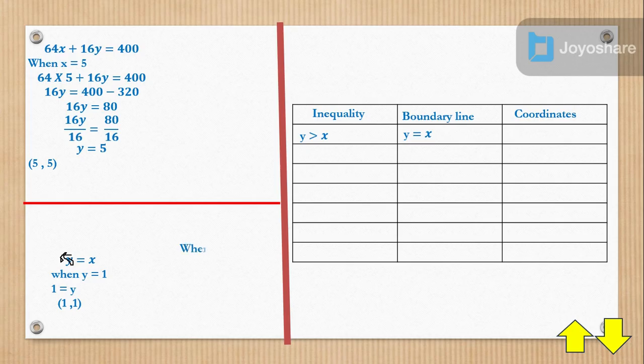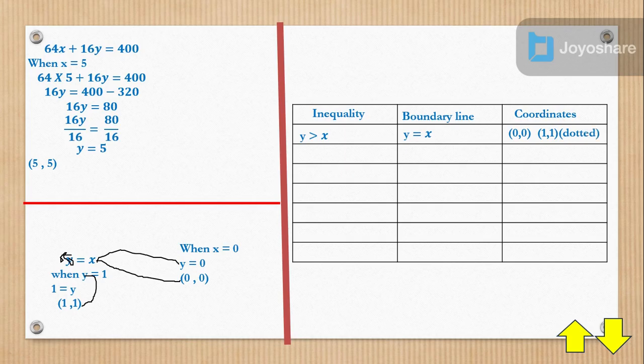Let's now see what happens when X is equal to 0. When you substitute X equals 0, Y equals 0, you get the coordinate (0, 0). And when you substitute Y equal to 1, you get the coordinate (1, 1). Let's see how we can put that.